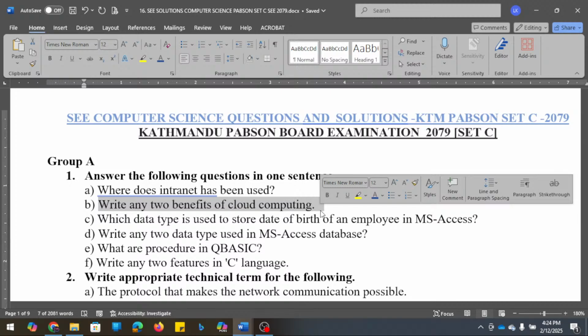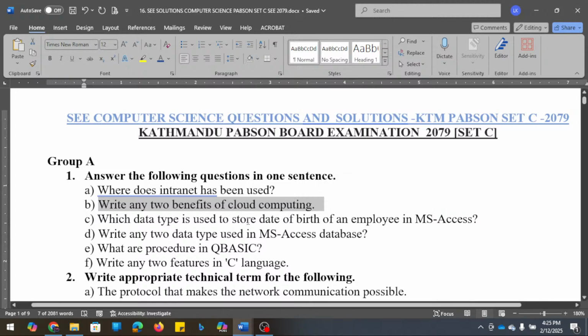When you talk about cloud computing, there are multiple benefits. First, we can share and upload files, and second, we can provide services like application, infrastructure, etc.